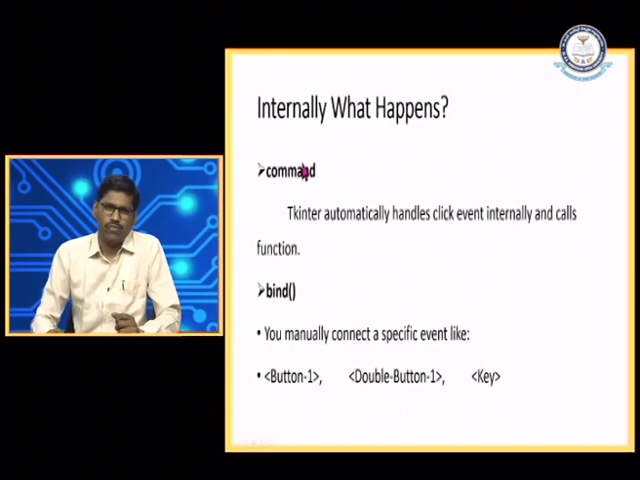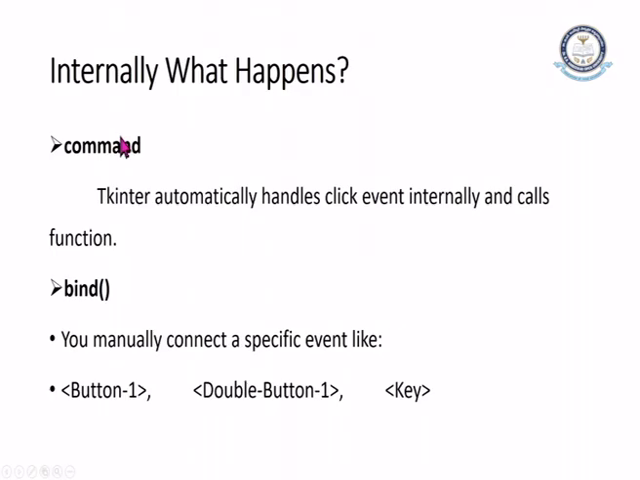Then what happens internally when we use command and when we use bind? When you use command, it automatically handles the clicking event and calls the relevant function. In the case of bind, you manually connect a specific event. You need to specify whether that is a left click or right click by using Button-1, Double-Button-1, or Key. In the case of Key also, you need to write the word Key, where the K is a capital letter. Like that we need to specify.